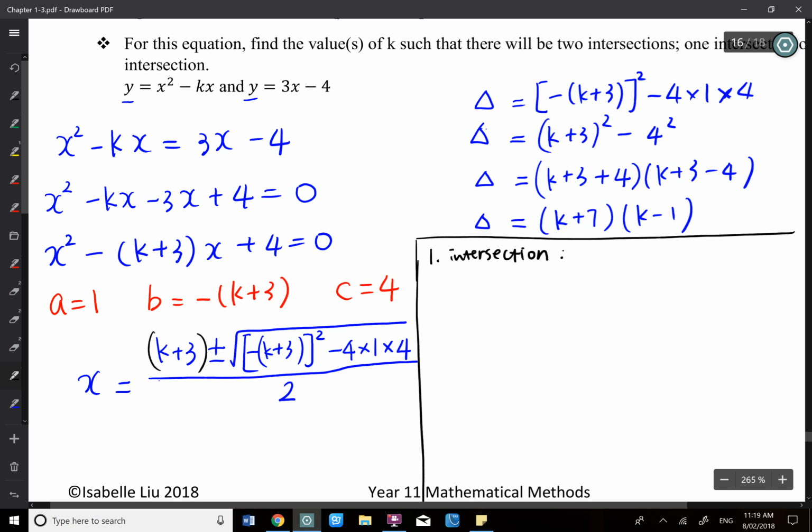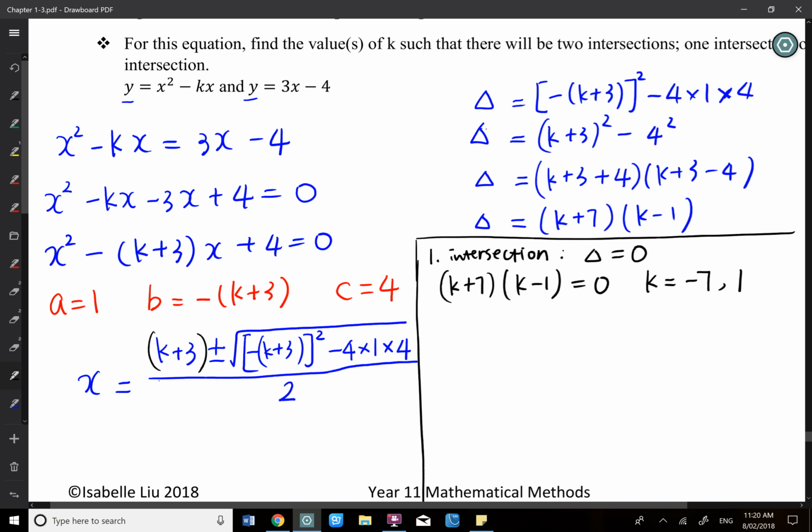So I will make the discriminant equal to 0. For one solution, the discriminant will be 0. If you have that equal to 0, what you can solve out is k equals minus 7 or 1.